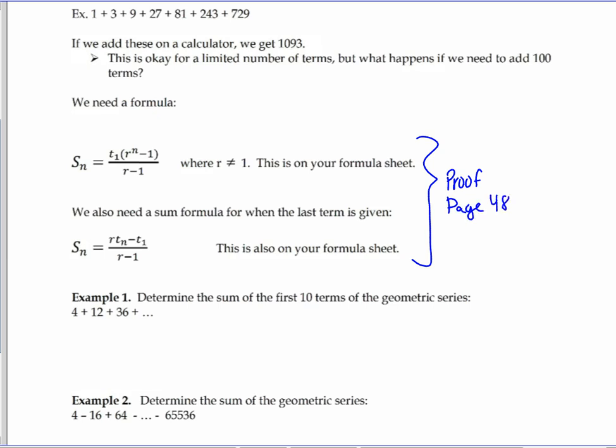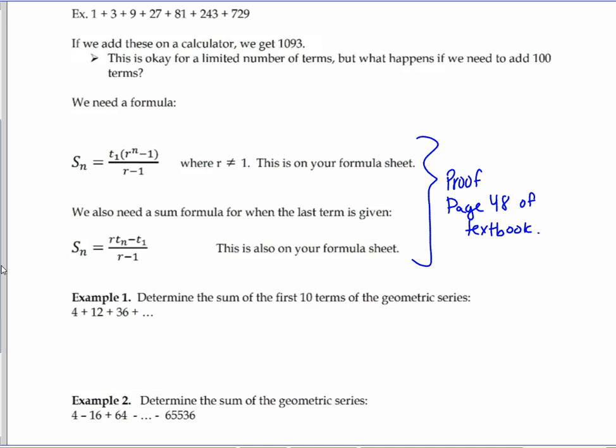Okay? But we don't have much time, so I'm going to say if you like the proofs of those and want to see how they're developed, look at the textbook. I have a feeling that most of you won't, and that's okay. The key here is understanding the formula.